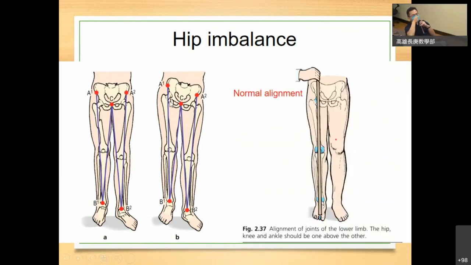Okay, so now I will introduce what is the normal alignment for your lower legs. You should remember the good alignment in our body: the hip joint, the knee joint, the ankle joint, and the second toe of our foot. If we use lines, the four points should be on the same line. That is good. If one of these points is not on this line, maybe there is a poor alignment, something is wrong. So maybe we should find out which point has failed or which point has a lesion to cause the poor alignment.